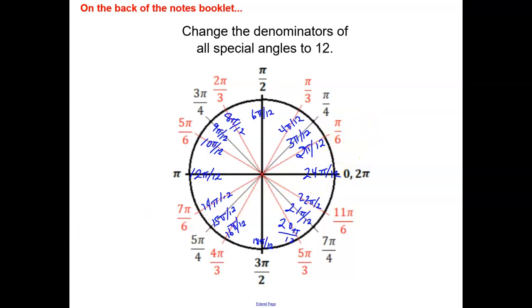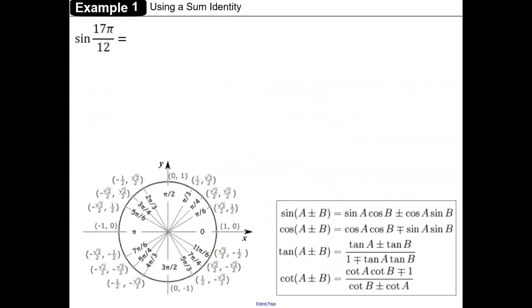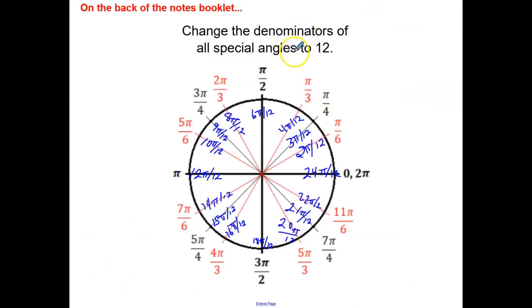So if you look at this next example, we want to evaluate the sine of 17 pi over 12 using a sum identity. And here's that denominator of 12 that I said would be useful. So we want to find two angles on the unit circle that add up to a total of 17 pi over 12. So if we look back at the page before, the back of the notes booklet, I want to find two angles that add up to 17 pi over 12.